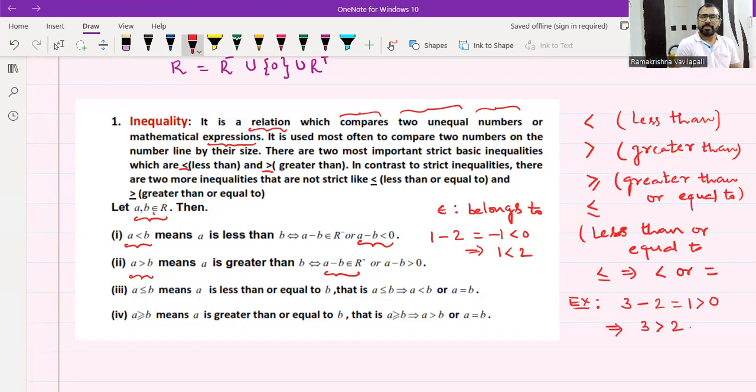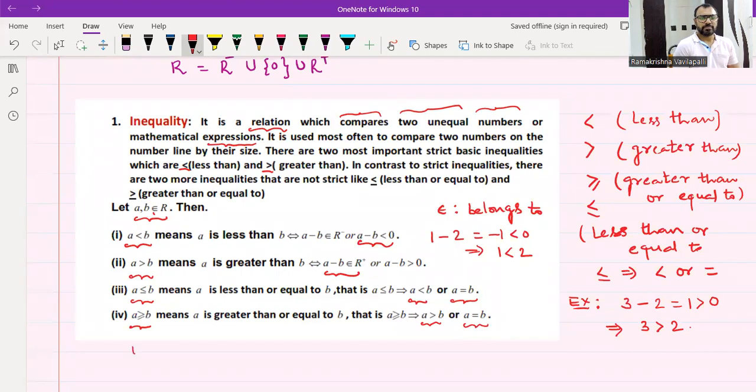Now, what is meant by A is less than or equal to B? A is less than or equal to B means either A is less than B or sometimes A is equal to B. Any one can happen, but not both at a time. Only one can happen. Either A is less than B or A equal to B. Similarly, A greater than or equal to B means either A is greater than B strictly or A equal to B.